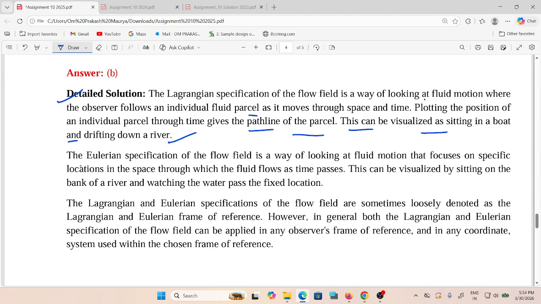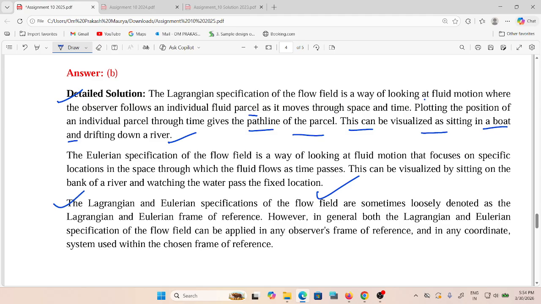That is the way. Next, the Eulerian specification of the flow field is a way of looking at fluid motion that focuses on specific locations in space through which the fluid flows as time passes. This can be visualized by sitting on the bank of a river and watching the water pass a fixed location, what I was discussing, the fixed and the moving. So here the example was given, a boat moving in a river.